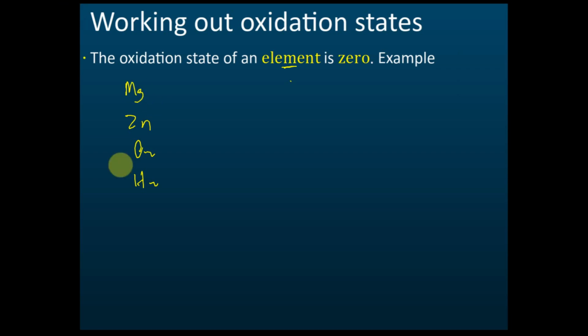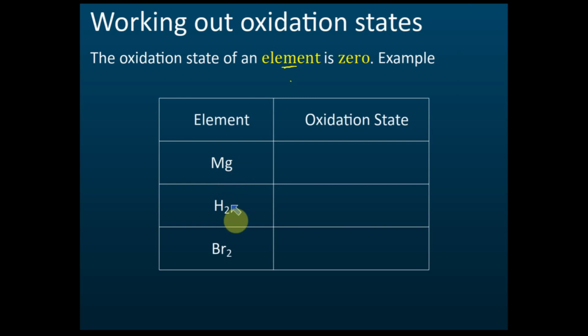Is carbon dioxide an element? No. Why? Because there are 2 types of atoms, then it's not an element. So for an element, the oxidation state is 0. For example, magnesium, hydrogen, bromine, all of these are elements, so the oxidation state is 0, 0, 0, 0. Always remember the oxidation state of an element is 0, not ion, just element.